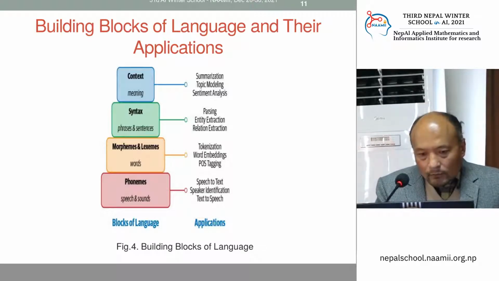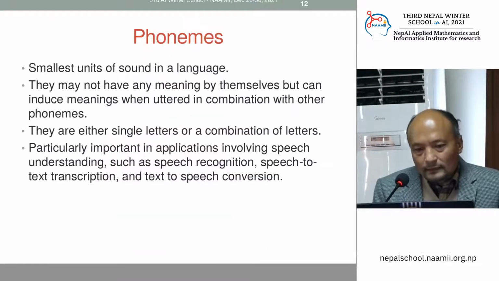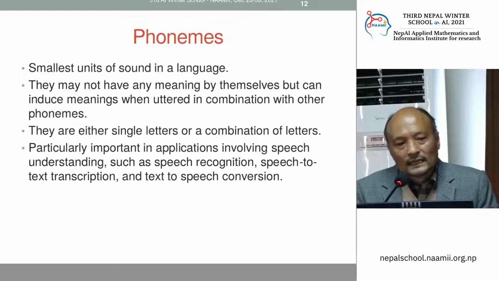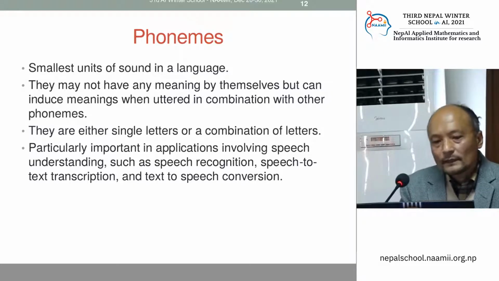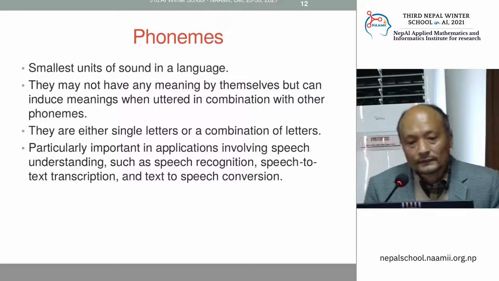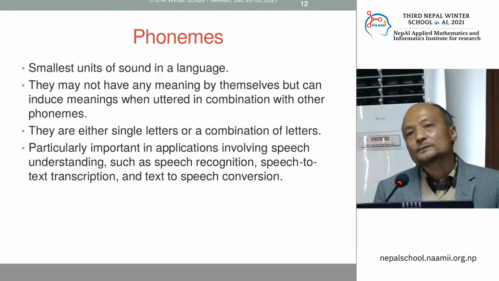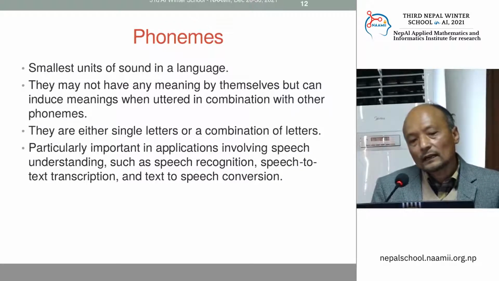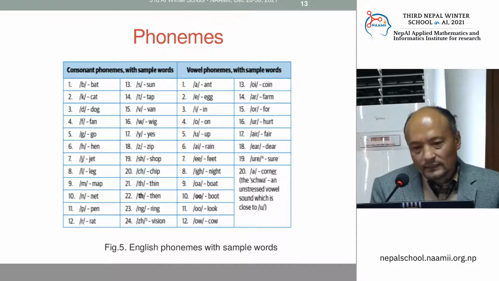Okay, from there, I just want to do a walkthrough of the building blocks, starting from phonemes. These are the smallest units of sound in a language, and they are either single letters or a combination of letters. They are particularly important in applications involving speech understanding, such as speech recognition, speech-to-text transcription, and text-to-speech conversion. There are 44 phonemes in the English language, whereas there are 35 phonemes in the Nepali language. That's just for information.